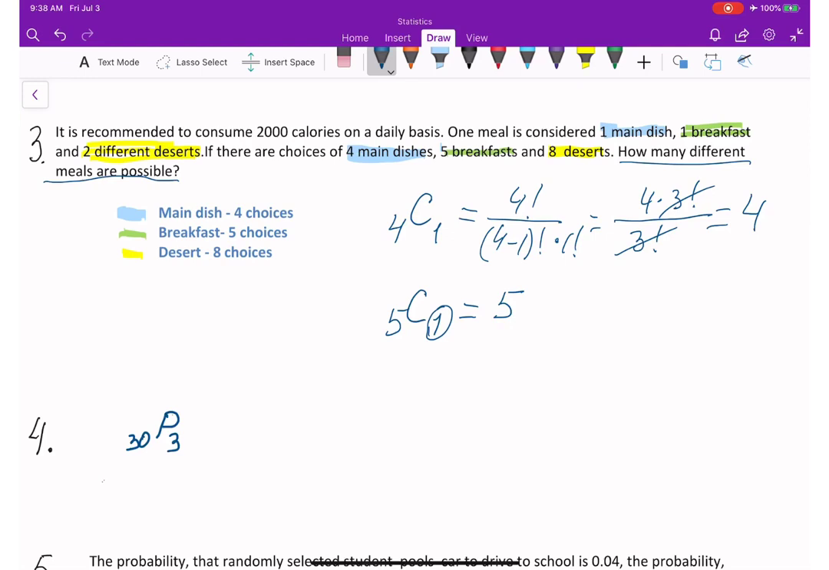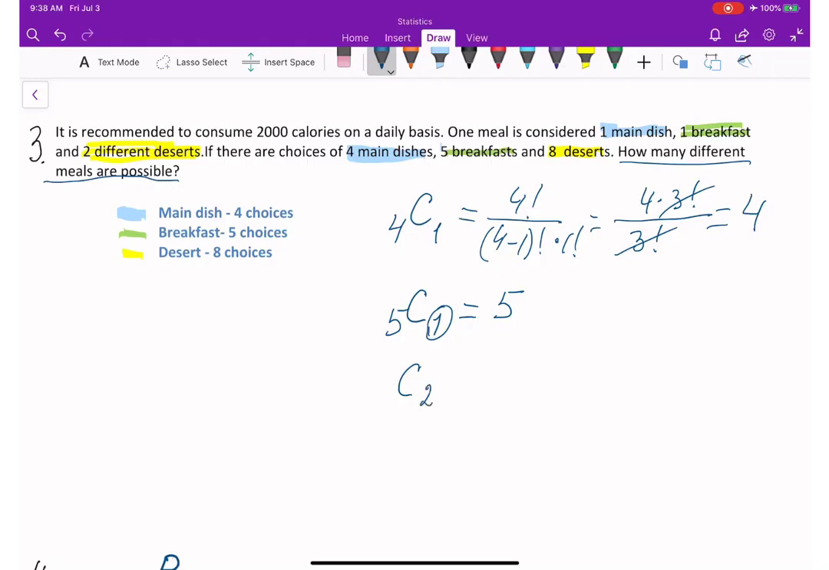Now a different story is going to be with dessert. Since we have 2 desserts out of 8, this is going to be 8 factorial over 8 minus 2 factorial, and times 2 factorial. Which means 8 minus 2 is 6 factorial, and 8 I'm opening till 6.